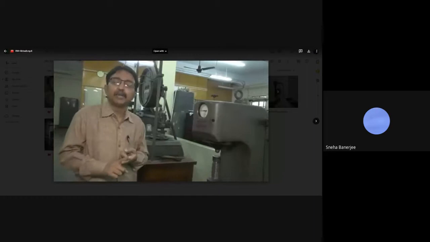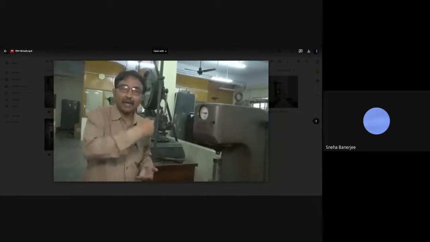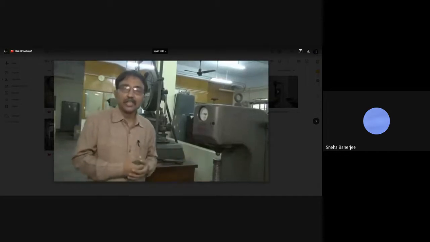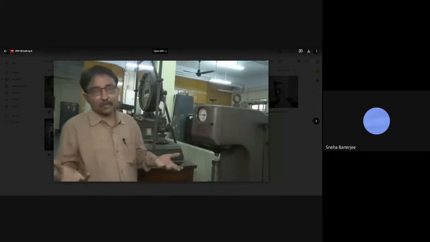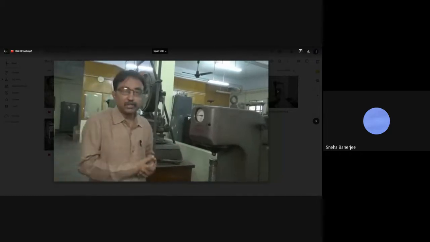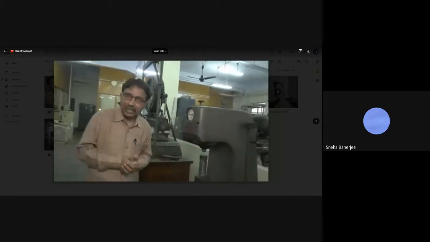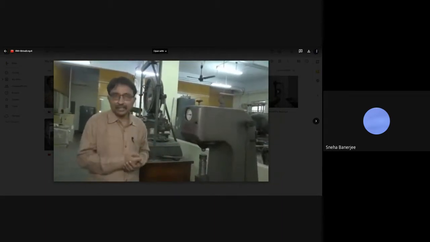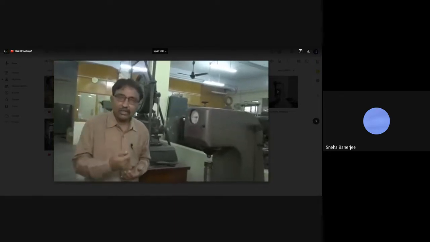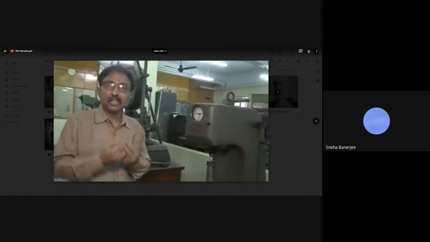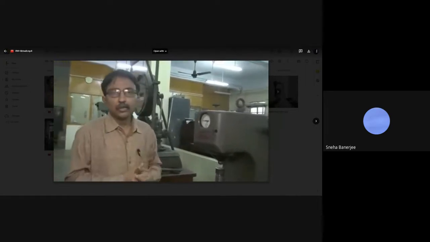It can definitely be bigger if I use a high amount of load. Here we are using 3000 kg of load. In Rockwell we use 100 kg, 150 kg of load. Here we use 3000 kg, so it's a huge amount of load. At the same time, the indenter which we use in Rockwell hardness testing, I told you, is a 1/16 inch hardened steel ball, or in a few cases a diamond cone.